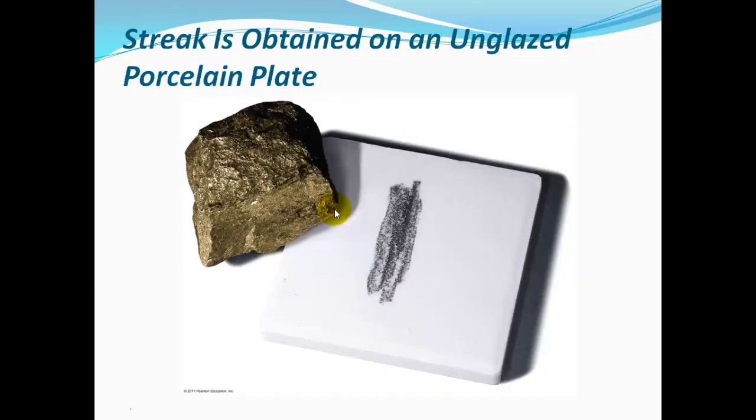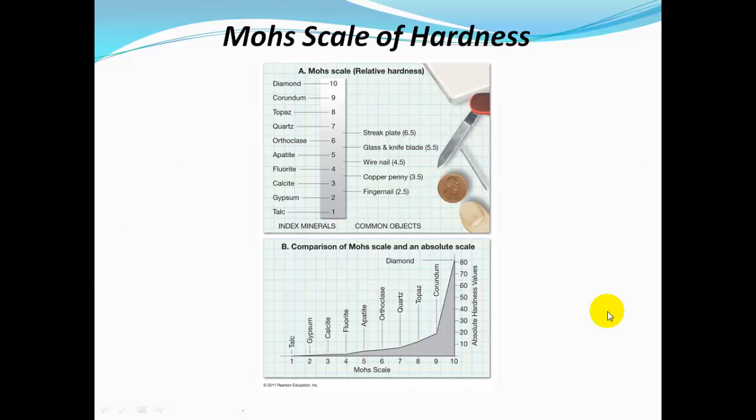So here's an example of streak. Here we have this unglazed porcelain tile or streak plate and a chunk of pyrite. So we scratch that pyrite on a streak plate. It'll leave this gray powdered streak behind. So that's the streak color of pyrite.